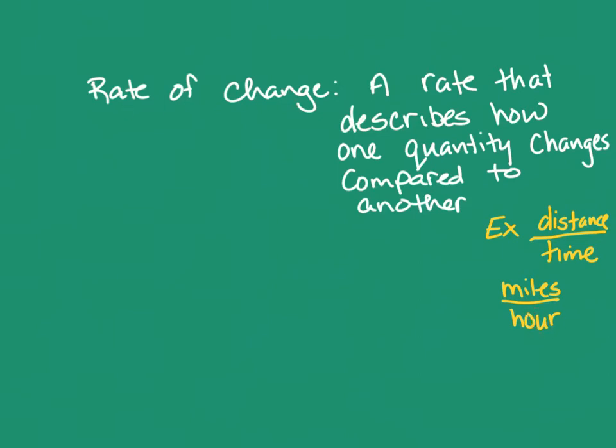But the rate of change can be done in more than just a single unit. We could say 60 miles in 2 hours or something like that. We would break that down to a unit rate of 1 hour, just so that we can compare it or have an idea for how that's working.